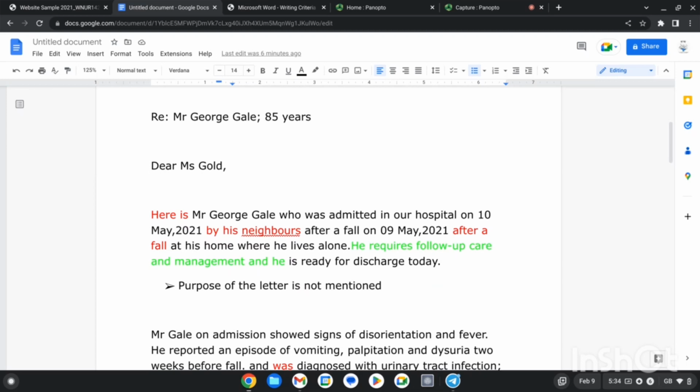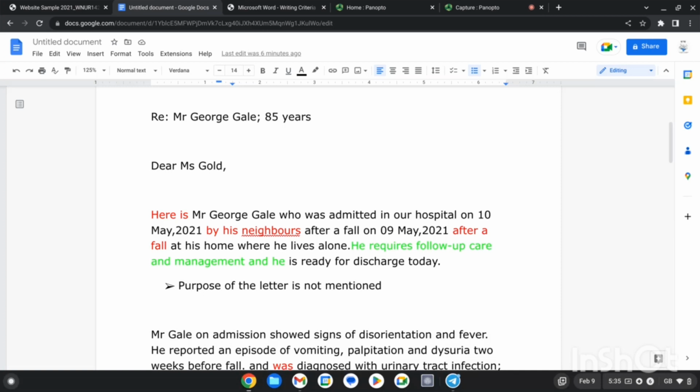After a fall on 9th May 2021. You repeated "after a fall", so just correct that word. At his home where he lives alone, and full stop. In your introduction, no purpose is mentioned, so we added a purpose: that he requires follow-up care and management, and he is ready for discharge today.